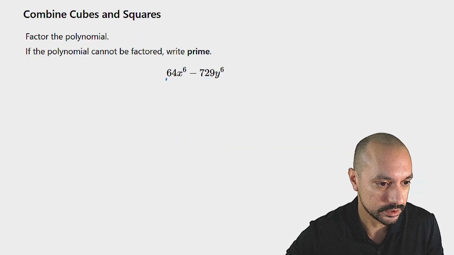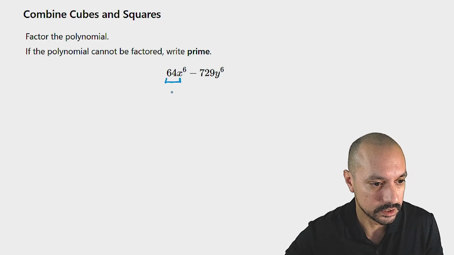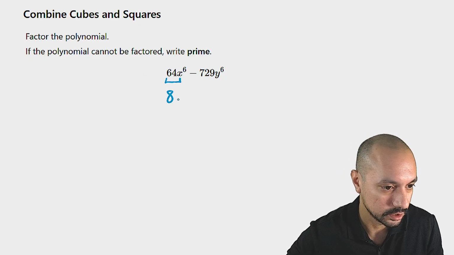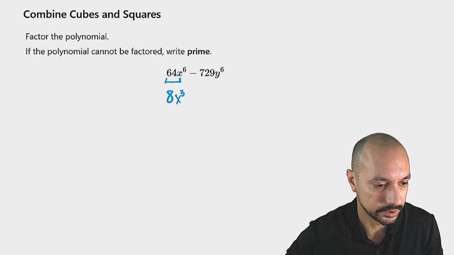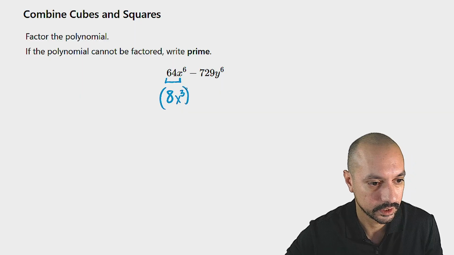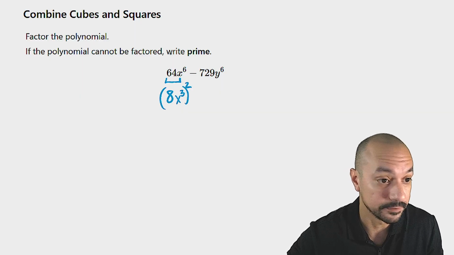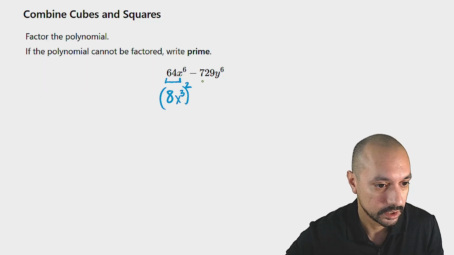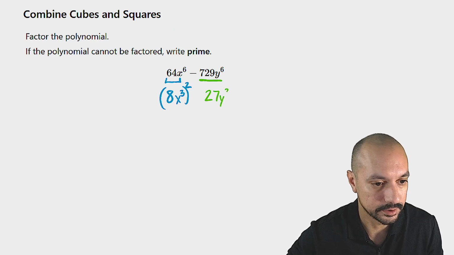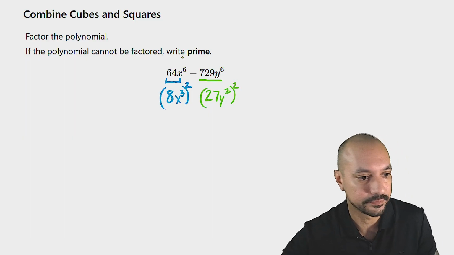So this here is 8x to the third. That's my first square. And this square is 27y to the third. That's my second square. All right.